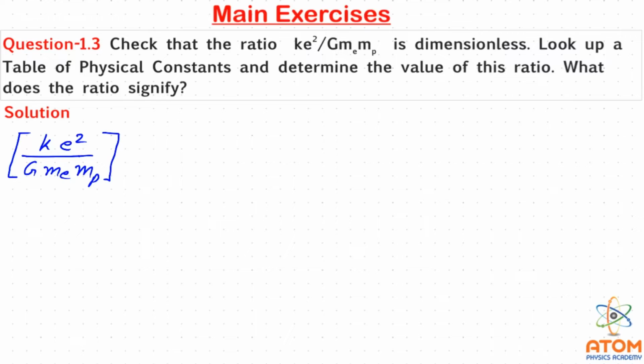So for that, first we will find out the dimension of k square. Now we know that F is equal to, if 2 electrons are there, you can write k square upon r square. So from that, k square can be written as fr square. Now if it is fr square, the unit will be, for force it is Newton and here it is meter square. And so we can write the dimension formula.